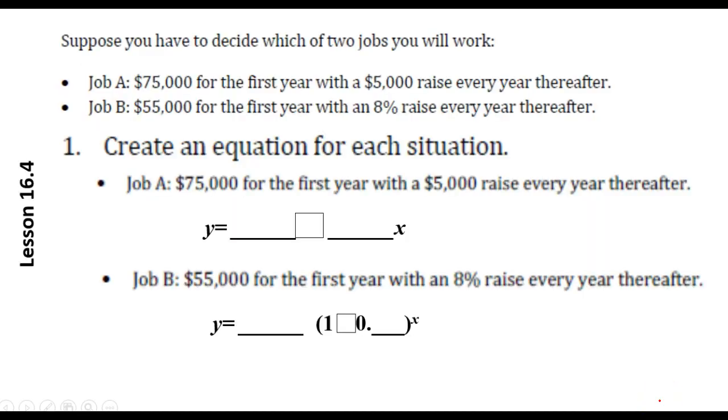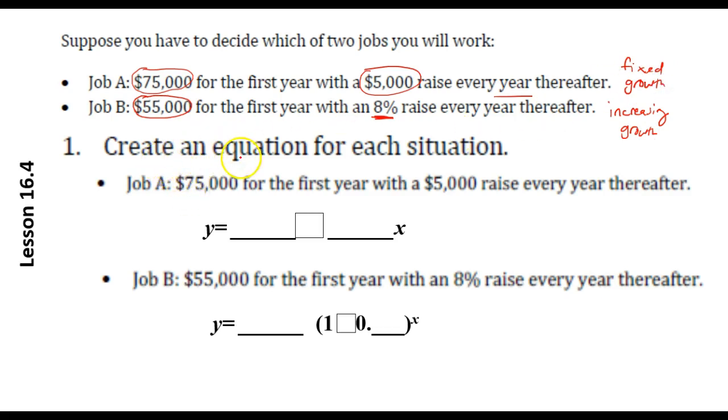Okay, moving right along. Here's another word problem. Oh, see, I told you. Spoiler alert. It's going to be about jobs. Job A is going to pay us $75,000 for the first year. That's not bad. And then $5,000 every year after that. Whereas job B is going to start a little lower for the first year, but they're going to give us an 8% raise after that. Remember, that's going to be an increasing growth, whereas this is going to be a fixed growth.